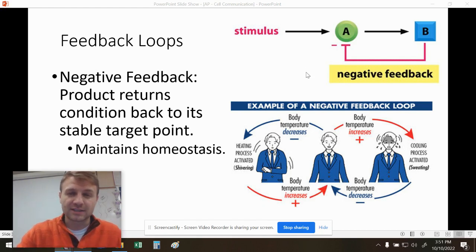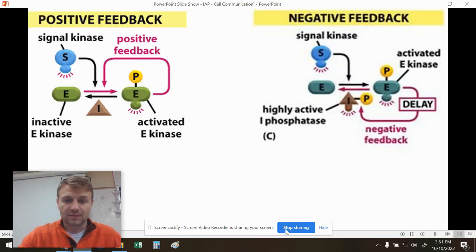process. So it's a way that we maintain homeostasis. Okay, this is the end of the chapter.